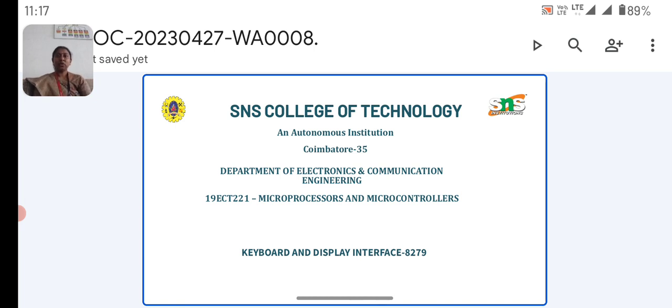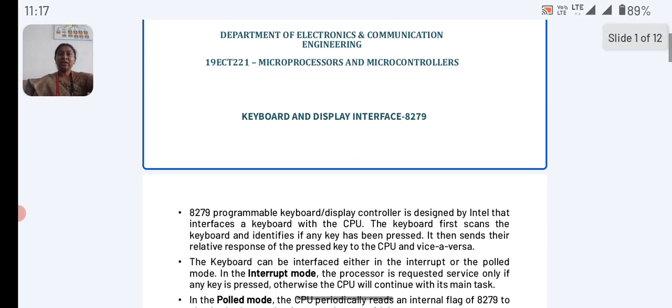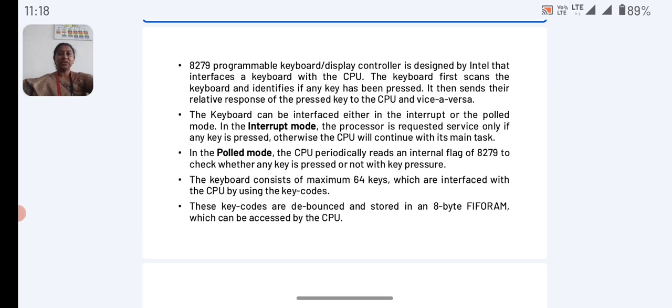In the last video lecture series, I have explained about the parallel communication interface and the serial communication interface. Now, my topic is about keyboard and display controller, that is keyboard and display interface 8279. The main features of keyboard and display controller are it is also having 40 pins, address lines of 16 bit and a data bus of 8 bit.